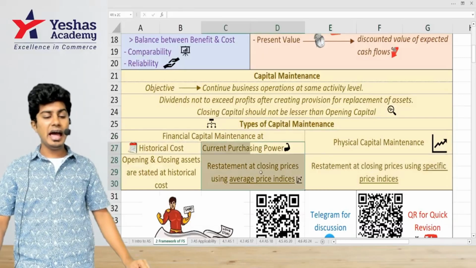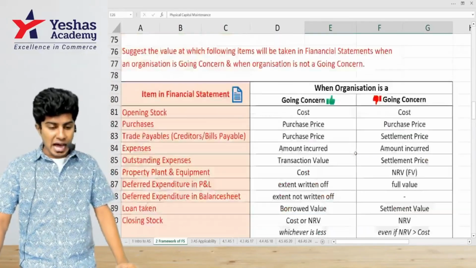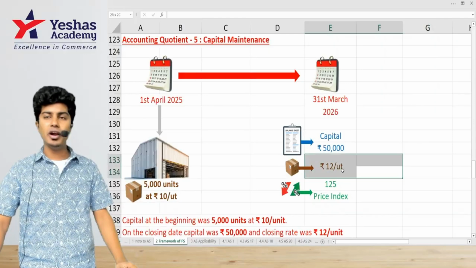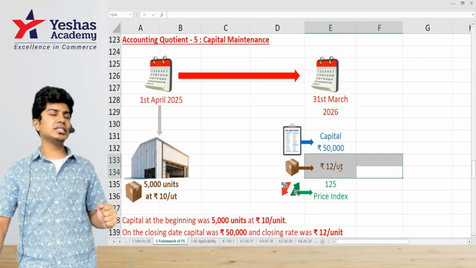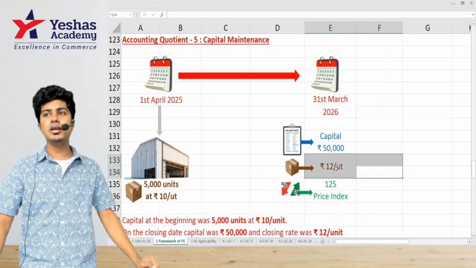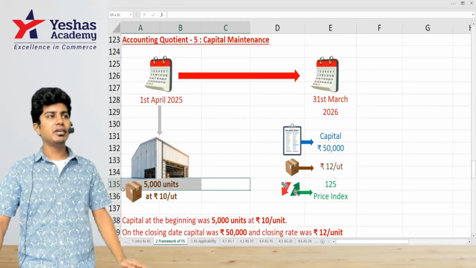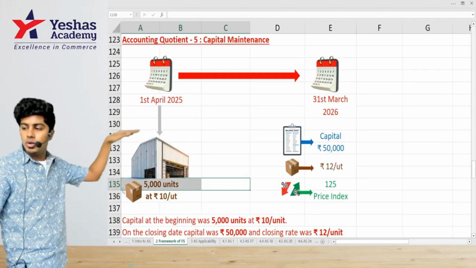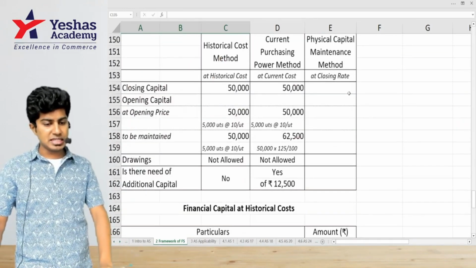Here, what do we do? Average. Here, specific to the product. In our question, whatever we are doing, what is the specific price for that product in the market on 31st of March 2026? I will go and ask, okay Anna, yesterday 1 kg, what is the rate? 12 rupees. At the beginning, how much was it? 10. At the beginning, how many units did I have? If I say capital maintenance, I should maintain the same level of business. How many units should I have? 5,000.